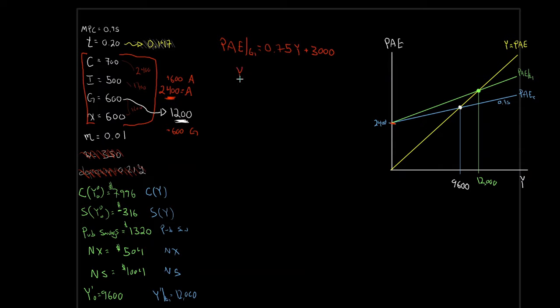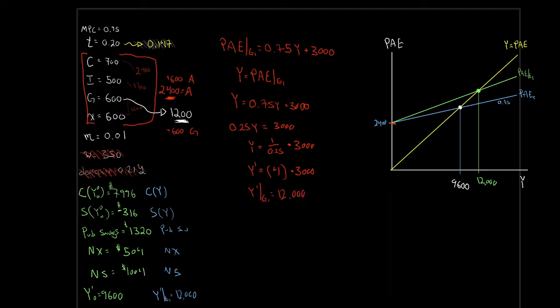So, okay. Let's go Y equals planned aggregate expenditure given G1. Okay, so we have that. Y equals, well, planned aggregate expenditure given G1, that's this guy. So that's 0.75Y plus 3,000. Isolate our Y's, so subtract 0.75Y from both sides. We get 0.25Y equals 3,000, or we get Y equals 1 over 0.25 times 3,000. That's Y prime is 4 times 3,000. So, okay, 4 times 3,000, what does that give us? Well, 4 times 3,000, surprise, Y prime given our G1 gives us 12,000.